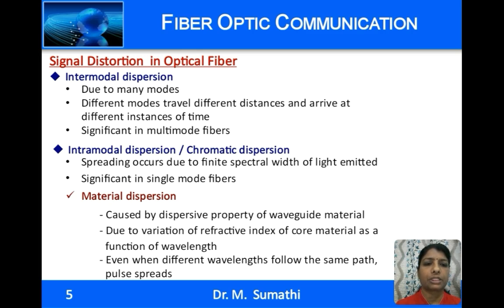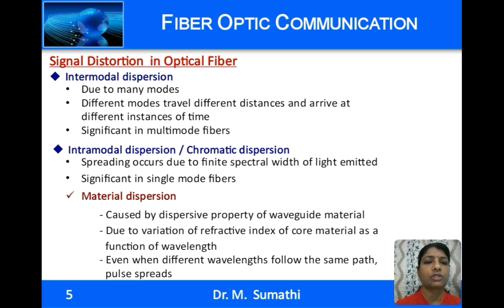Intramodal dispersion is also called chromatic dispersion. Chroma means color, which is wavelength dependent. So, this is a dispersion that is dependent on the wavelength of light. Here spreading occurs because the source emits light over a finite spectral width. This is significant in single mode fibers. Though in a single mode fiber the modes travel along the same path, the dispersion occurs because of the various wavelengths or frequency components in the mode, and this is further classified as material dispersion and waveguide dispersion.